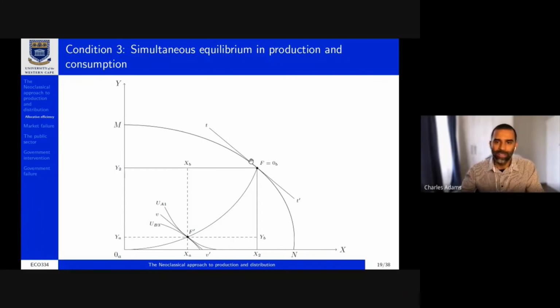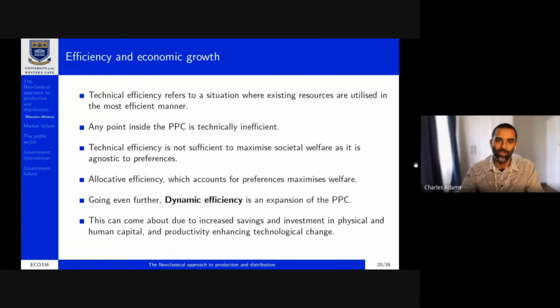Now notice that any other point on this production possibilities frontier is technically efficient, right? At any point on the line M, firms are maximizing output, but it is only at point F that we are maximizing allocative efficiency. It is only at point F that goods are being distributed among the consumers in the economy in accordance with their preferences and their initial distributions of endowments.